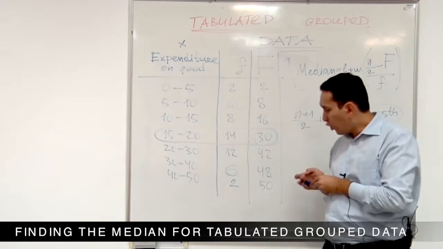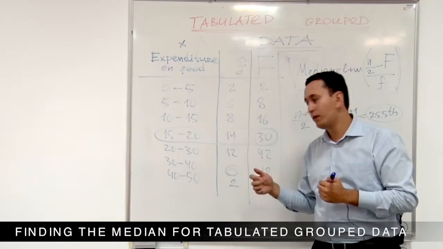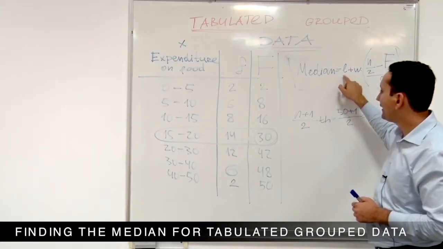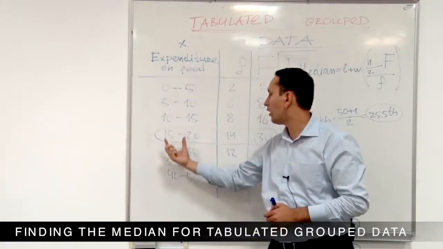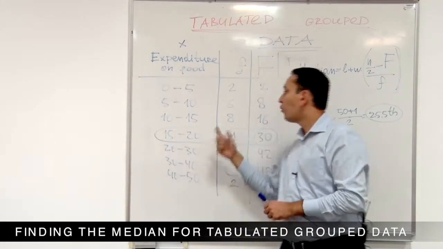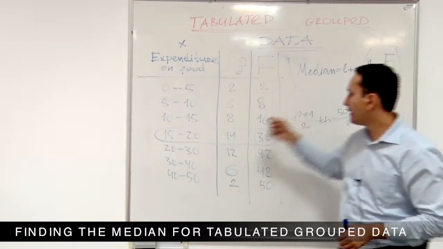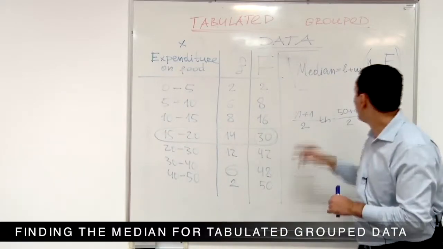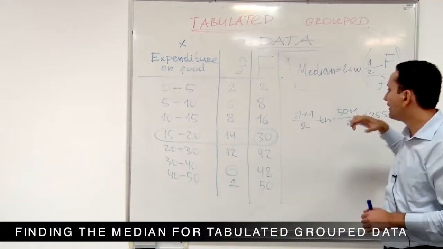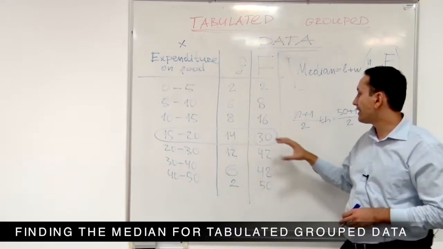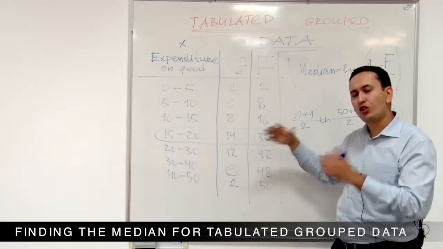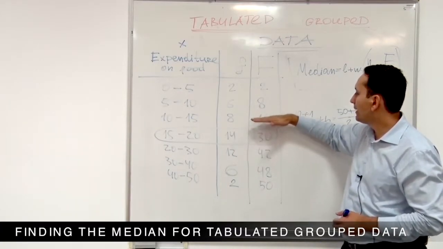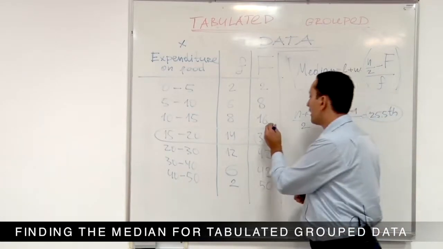Now, knowing that this is the median group, we use this formula where L is the lower boundary of the median group, which is 15. What about the width? The width is 5, since 20 minus 15 is 5. n is 50. And remember that F is not 30. F is the cumulative frequency up to the median group. So up to the median group it is going to be 16 right here.